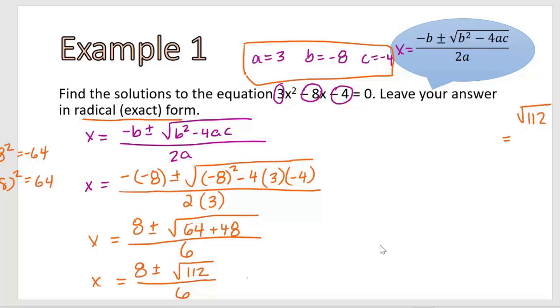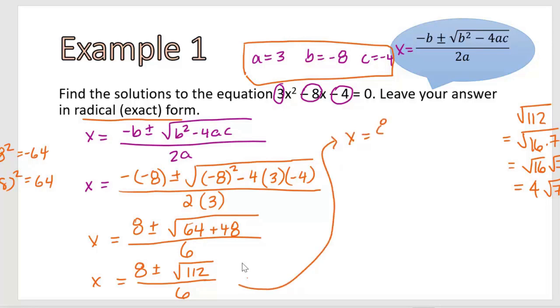Well, the square root of 112, can that be simplified? Turns out 112 is divisible by 16. That's the largest perfect square that goes into 112. 112 divided by 16 gives us 7. We can rewrite this as the square root of 16 times the square root of 7. The square root of 16 is 4. So we've simplified the square root of 112 to give 4 root 7. So let's fill that in. So we have x is equal to 8 plus or minus 4 times the square root of 7, all divided by 6.